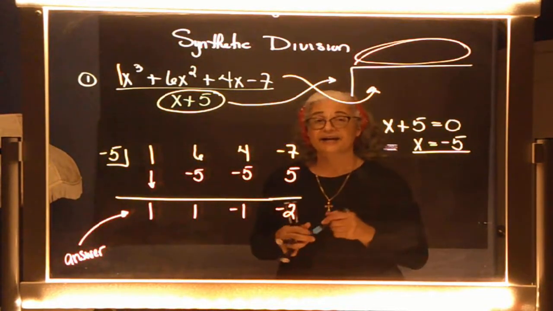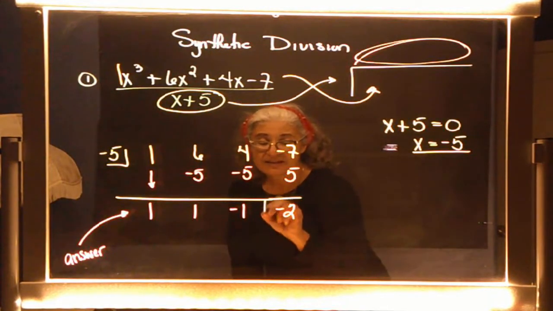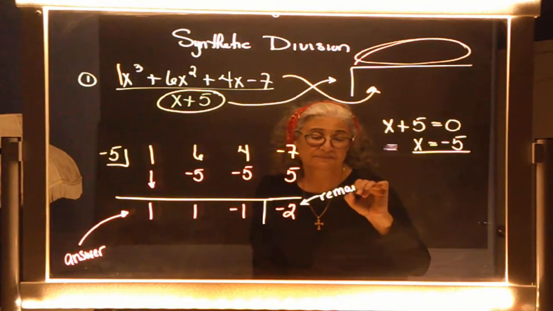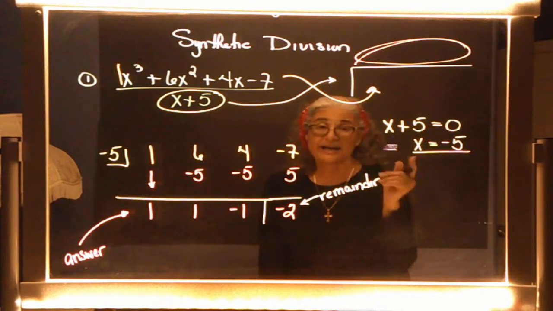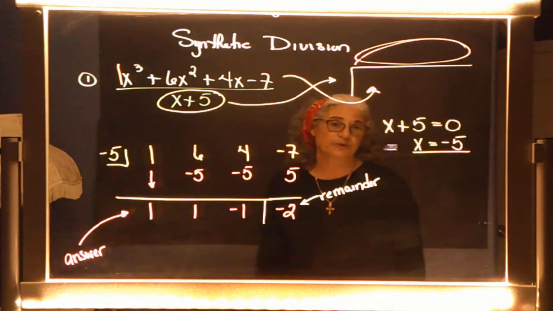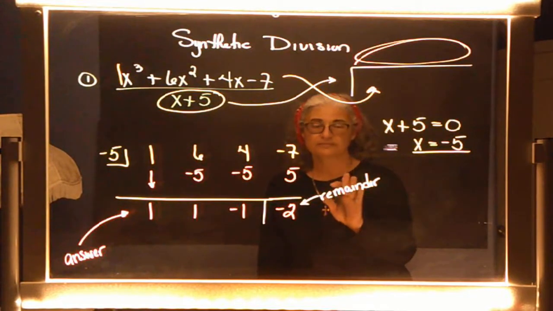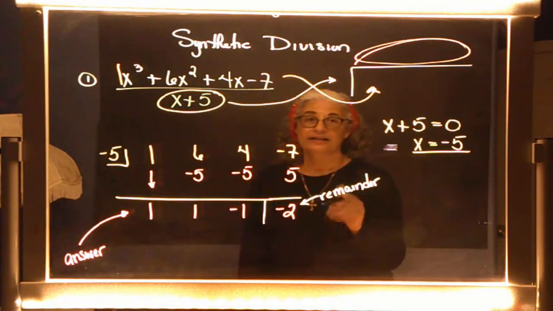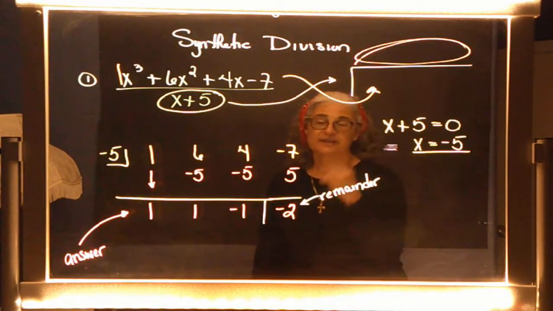Okay, now, this very last number, that's your remainder. I have a remainder in this case when I did my synthetic division. Well, so be it. You're like, yeah, but how do you get your answer? Here's how you get the answer. I need you to think of two ways of thinking about this, okay?